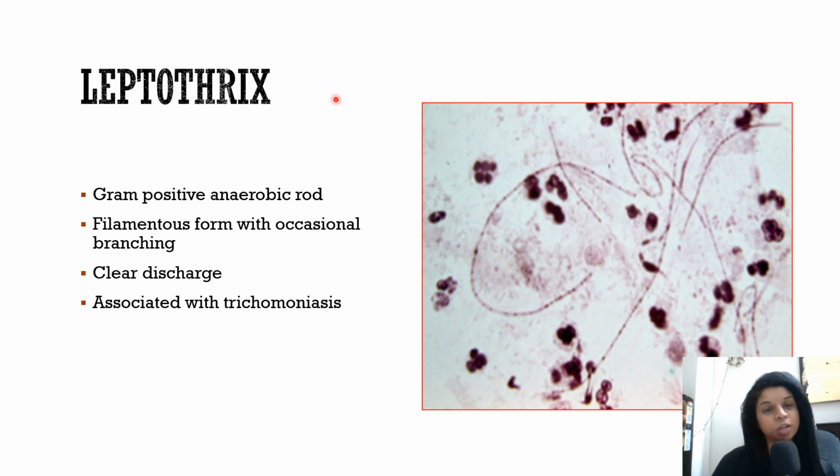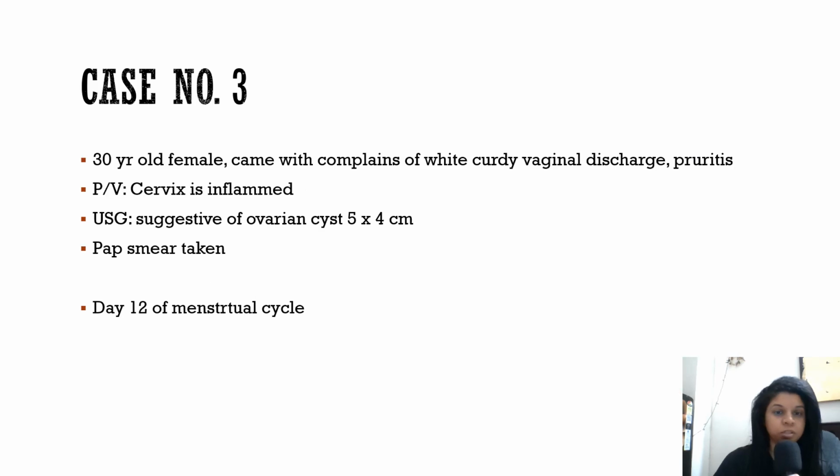Okay, so coming to leptothrix, a small word, it is a gram-positive anaerobic rod, and you can see these filamentous forms with occasional branching. They have clear discharge, usually not very greenish like that of trichomonas, and they are usually seen associated with trichomoniasis.